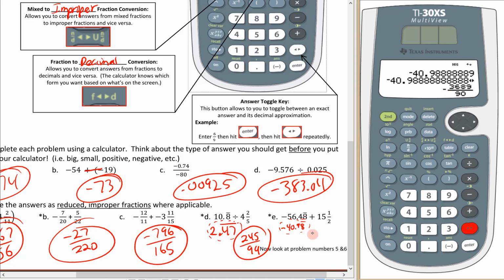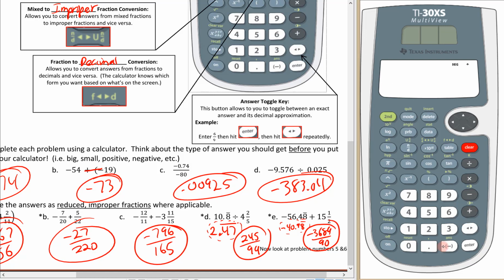So we've got negative 3689 over 90. And my gosh, that would be tedious, but look what our calculator spits out. So we're all set to go with that. All right, I think we've got everything taken care of. I do want to show you one more quick thing, actually 2 more quick things.